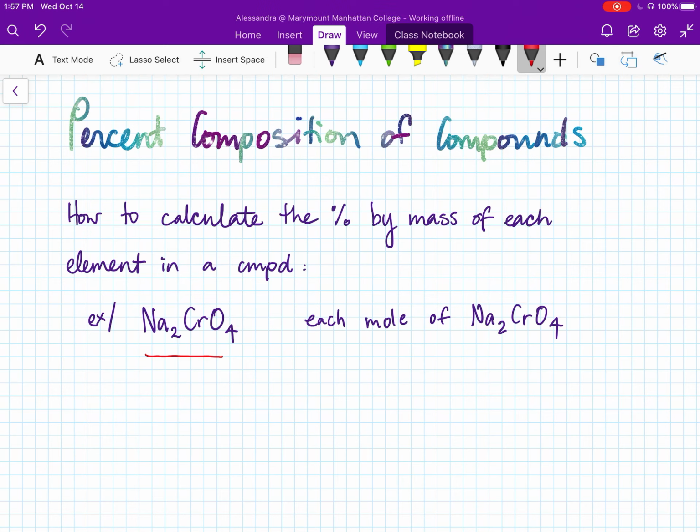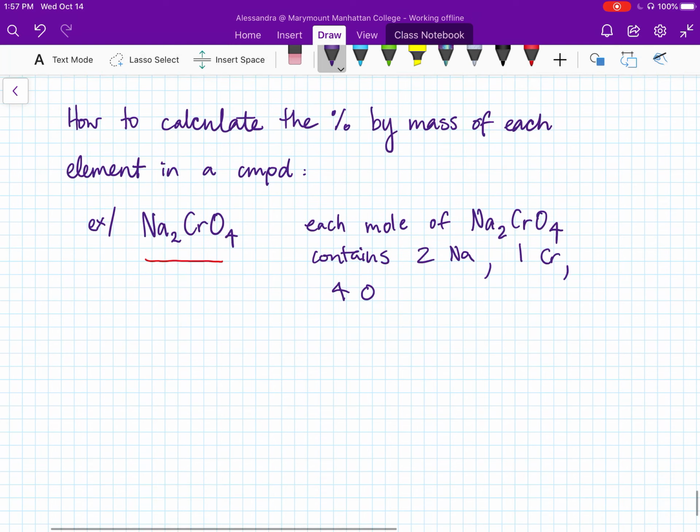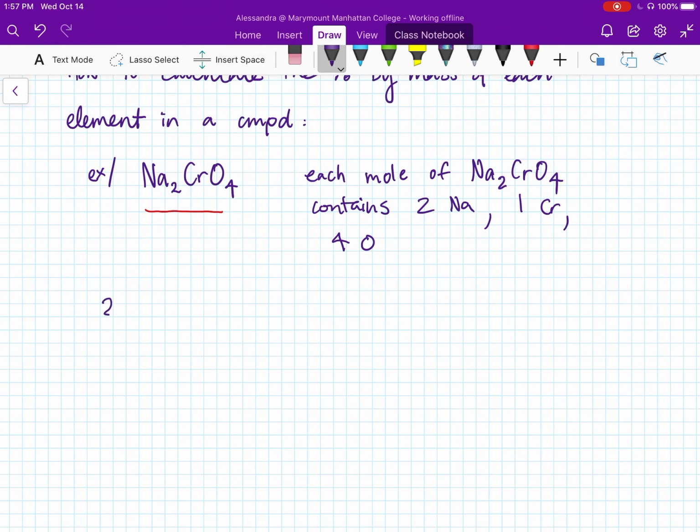Na2CrO4. Just by looking at the formula, we can see that each mole of sodium chromate is going to contain 2 moles of sodium. So I'm just going to say 2 sodiums, 1 chromium, and 4 oxygens, and we get that just from the subscripts in its formula. Now let's take those 2 moles of sodium. If we look up the atomic mass of sodium in the periodic table, it's about 23 grams per mole.